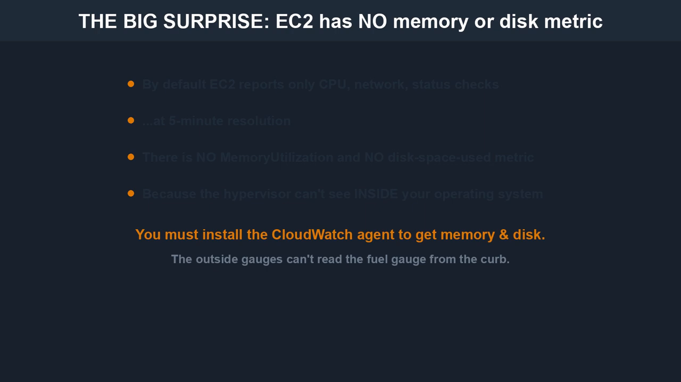Now the surprise that blindsides almost everyone. People assume CloudWatch just monitors everything on an EC2 instance. It does not. By default, you get CPU, network, and status checks, and only every 5 minutes. There is no memory metric and no disk space use metric at all.